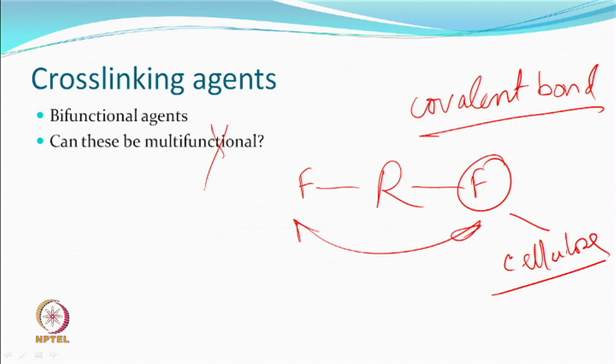Melamine formaldehyde is a multifunctional group, and it can make very rigid sheets, like Melamine ware that you have, unbreakable plastics, thermoset material. But that will not be good for anything called texturing. You need flexibility, stretch, bulk. So, we should not use multifunctional agents as a cross-linking agent.